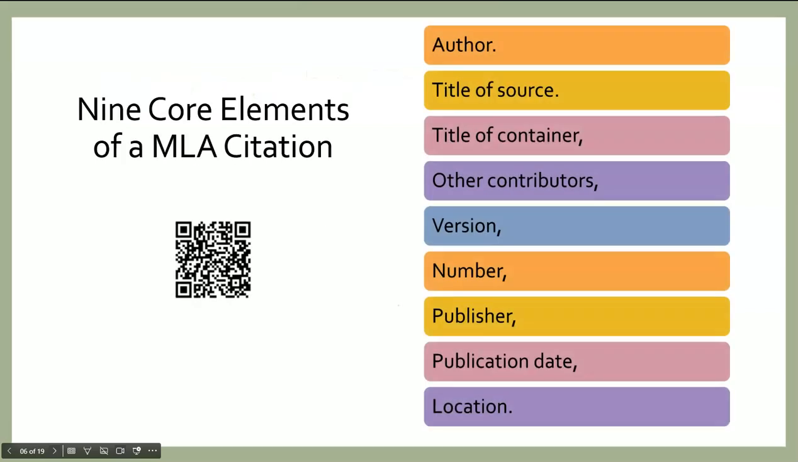Entries in the Works Cited list are created using the MLA's template of core elements. It would take too long to explain each of them in this video, but here is a QR code that will take you to a guide which discusses each of the elements. Remember that not all of your sources will have each of these elements.